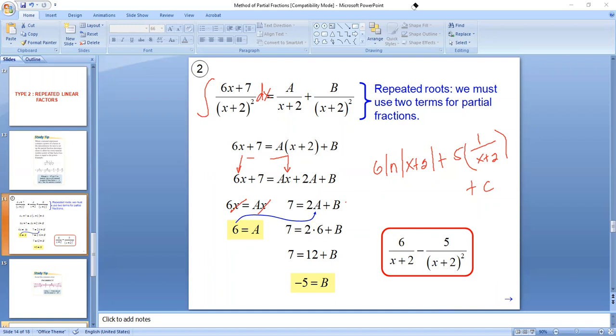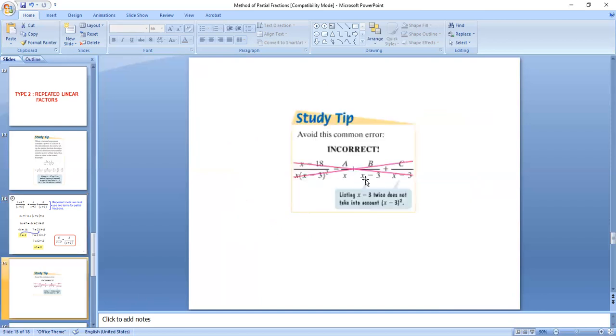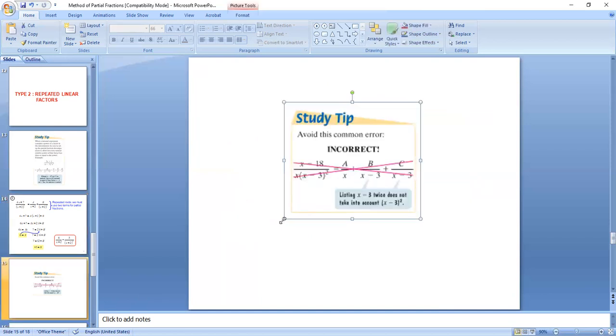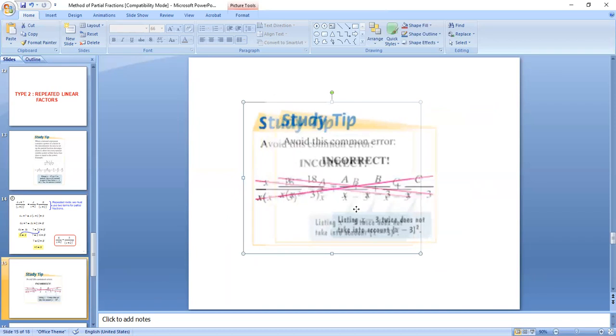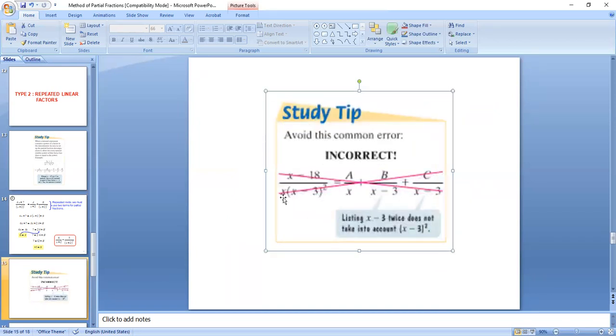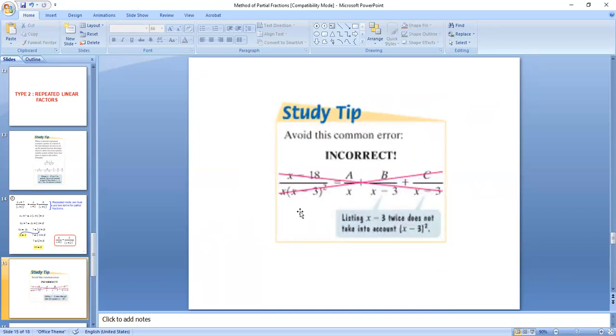None? Okay. The common mistake that I mentioned a while ago with my students is this. Enlarge this one. This is a common mistake. They saw it as a repeated root, but they don't increase the exponent here. This is correct. The a over x is correct, plus b over x minus 3 is correct. But this one is wrong. This should be c over x minus 1 quantity squared.